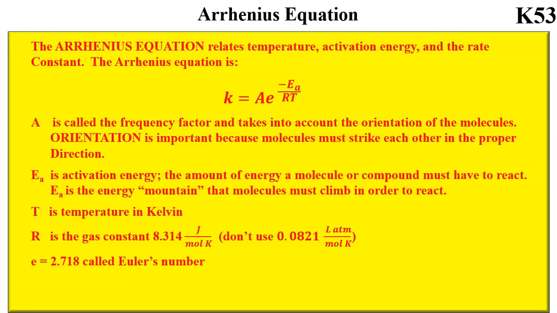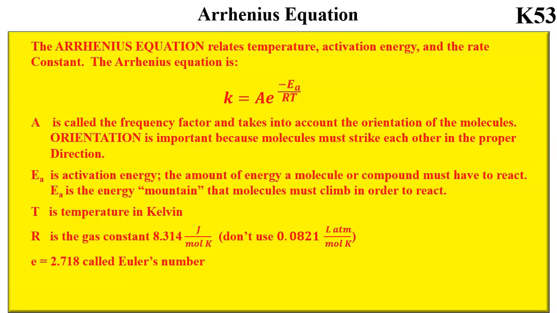Okay, the Arrhenius equation. The Arrhenius equation relates temperature, activation energy, and the rate constant. The Arrhenius equation is k equals A times e raised to the exponent negative Ea over RT. So what is A? A is called the frequency factor, and it takes into account the orientation of the molecules and a few other factors. That is nothing that you'd have to be able to derive. That's something that you would be given.